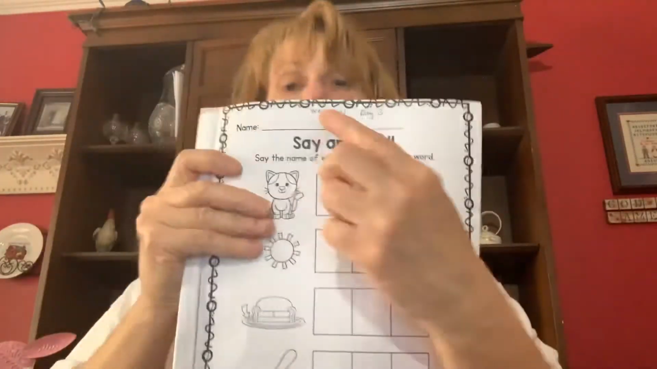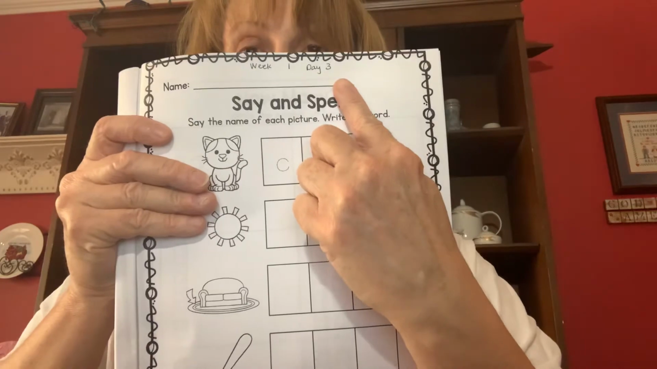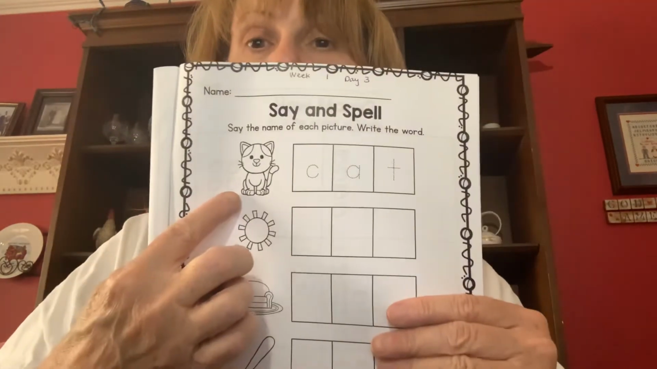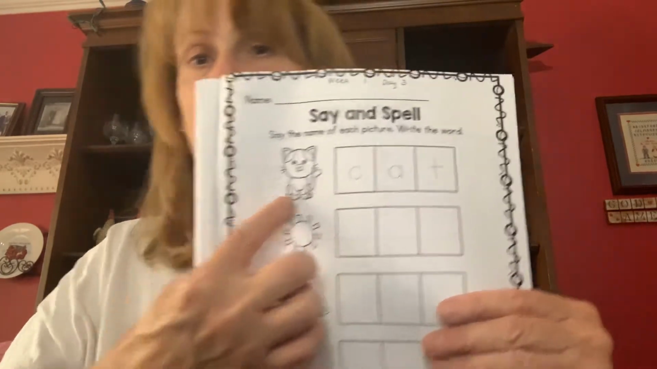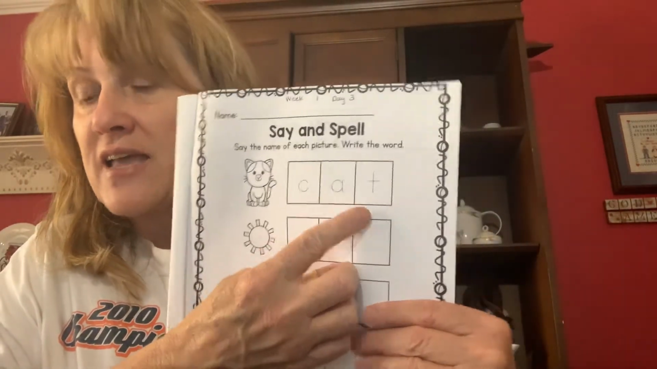Then, the next thing you're going to do is in your week 1 packet, okay, this packet right here, you need to find the page that says week 1, day 3, and it says say and spell. So what you're going to do is say the name of the picture. So this is a cat, and then they've written C-A-T.